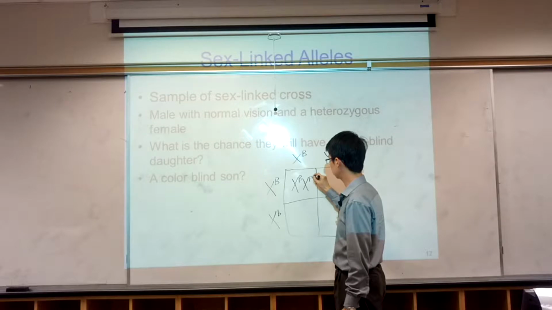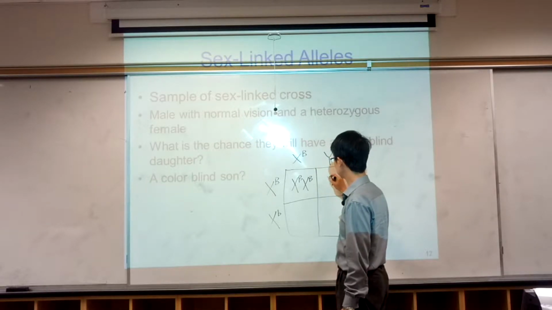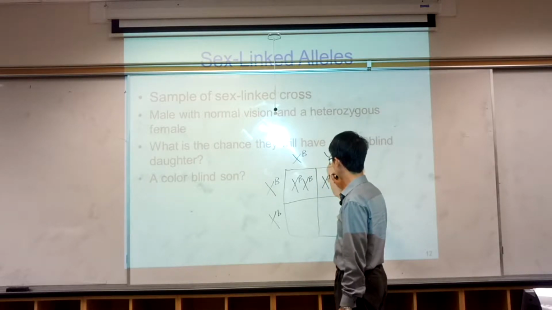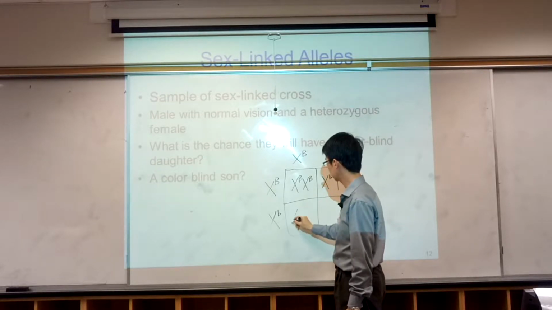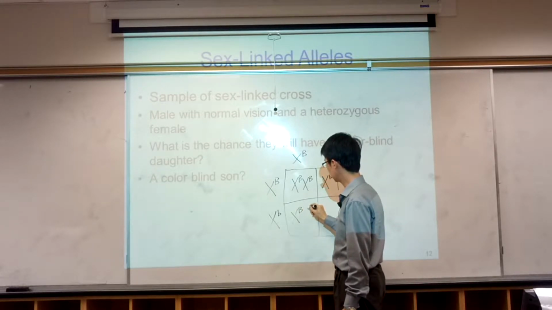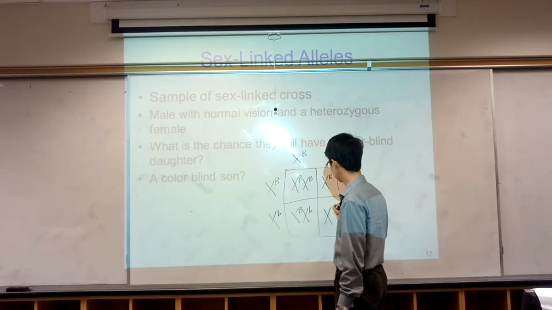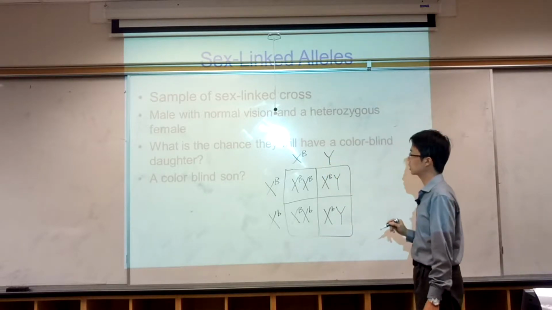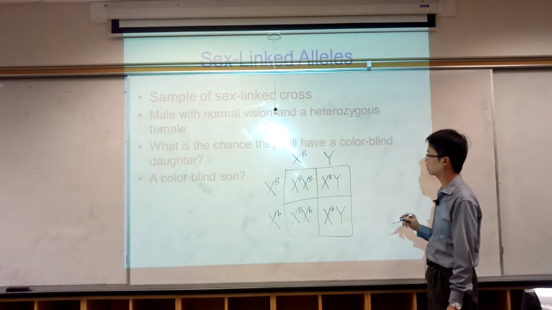This will be uppercase B, uppercase B. This will be uppercase B, Y. This will be uppercase B and lowercase b. This will be lowercase b and then Y. So what is the chance they will have a colorblind daughter?